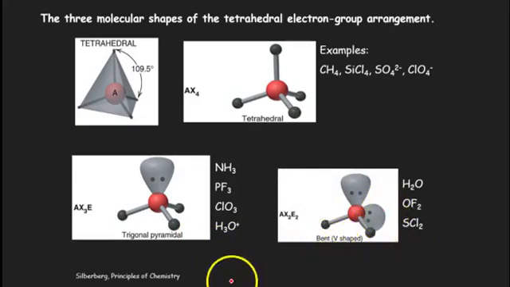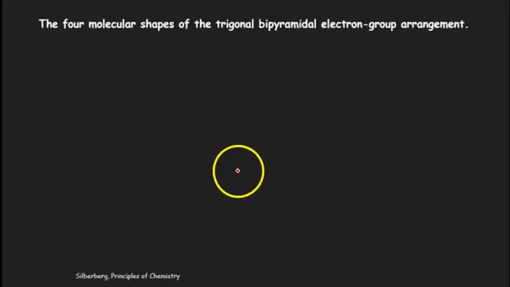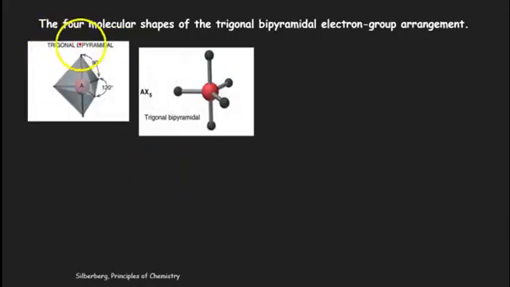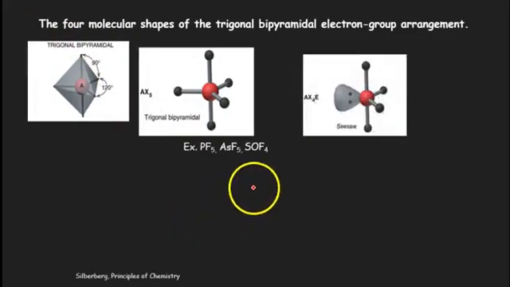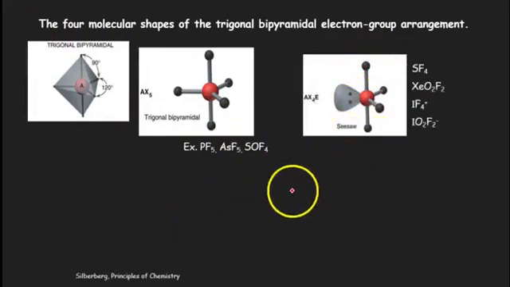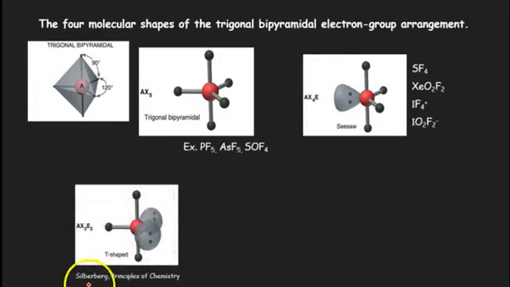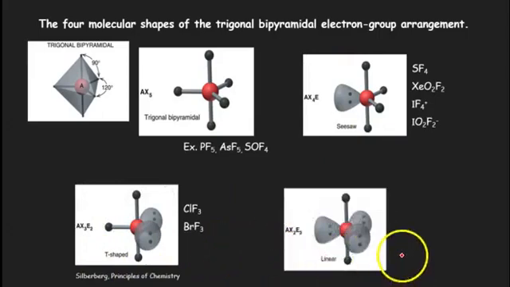So those are bent. These are trigonal pyramidal. We've got trigonal bipyramidal shape. We've got seesaw shaped. That's also sometimes called distorted tetrahedral. This is T-shaped. This is linear. It's going to be linear. It's going to stay straight because these extra electrons are all counteracting each other.